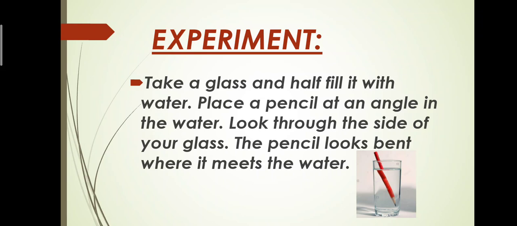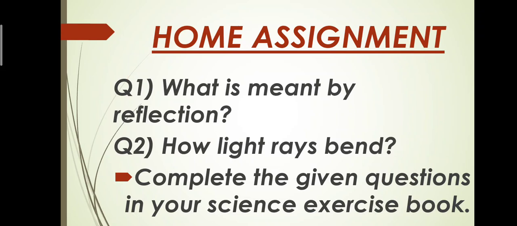Now what is your home assignment? Open your science copies and write down the first question with blue color. Before writing the question, you must write down the date, today's date. Now what is the question? What is meant by reflection? You have to write down the definition of reflection along with one example. Now the second question, how do light rays bend? You have to write down the bending of light rays along with the experiment. Complete these given questions in your science exercise copy.